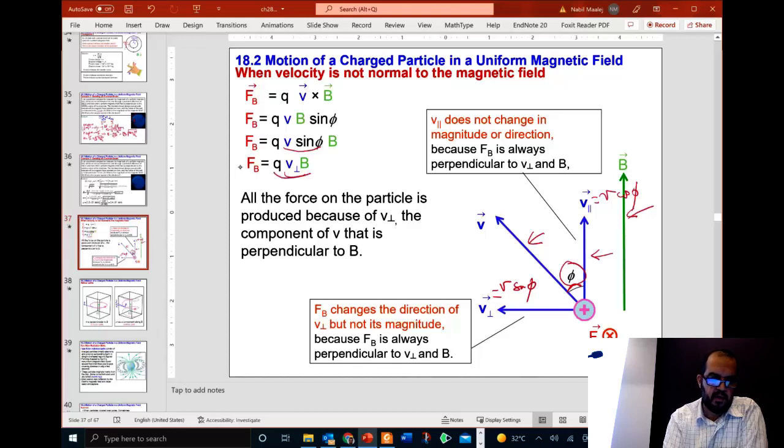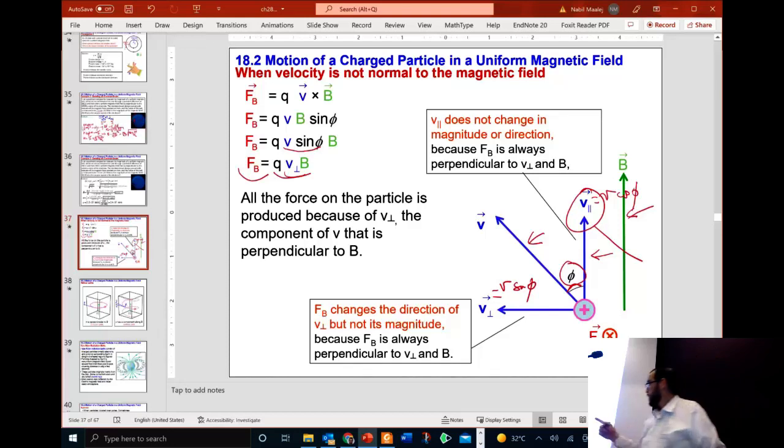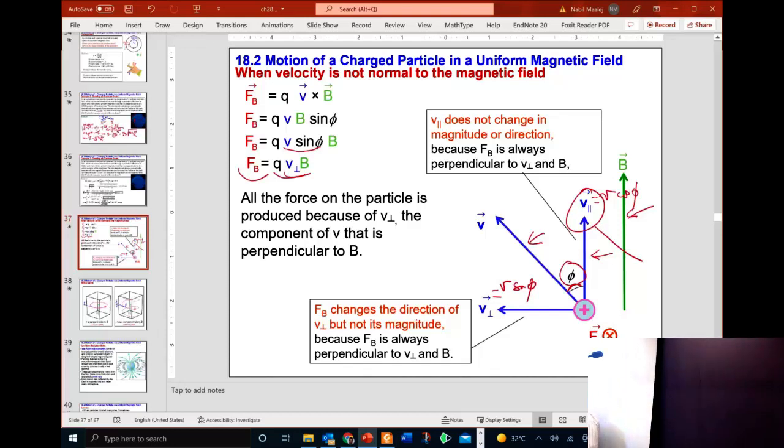In other words, the magnetic force is only due to the perpendicular component of the velocity, perpendicular to the magnetic field. The parallel component produces no magnetic force. Now the question is, we know if we have only a perpendicular component, the charge will move in a circular motion because the force is centripetal, it will move in a circle.